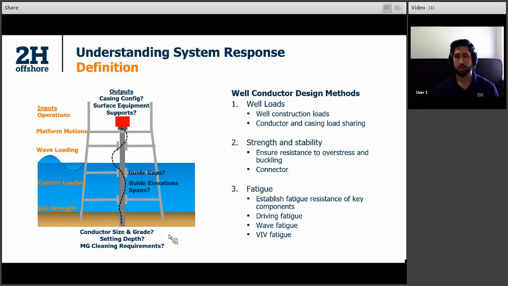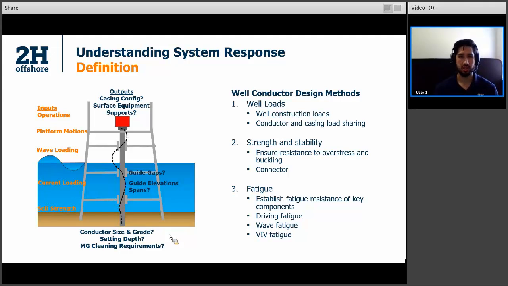So in order to do that, we've got three things that we need to design for. First one is well loads. I've already touched on it a little bit. That can be the well loads through construction and how the conductor and casing share those loadings. The second is looking at the strength and stability. So we're essentially looking to ensure resistance to overstress and buckling, and how strong my connectors need to be in terms of bending, tension and compression capacity to withstand the loading. And finally, we have fatigue loading, so that high cycle loading, establishing the key components along the system, whether we have driving fatigue, wave fatigue, and VIV fatigue.